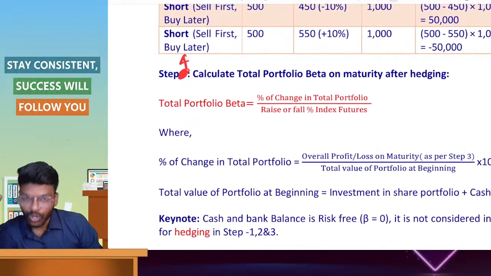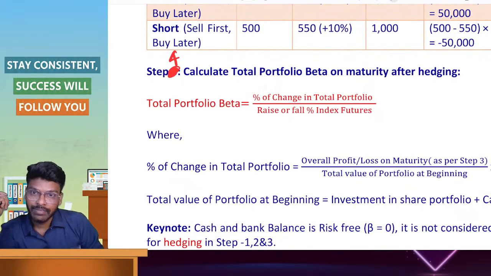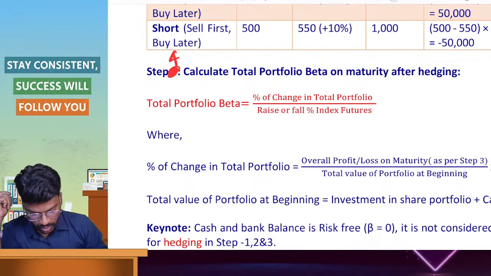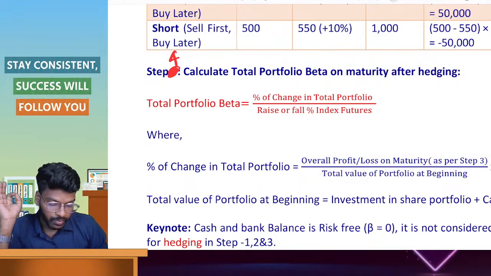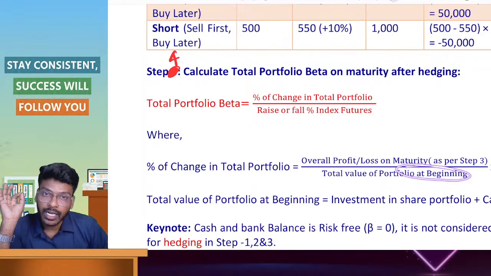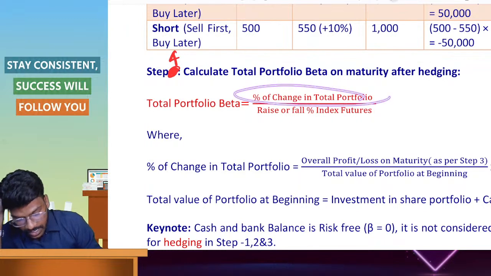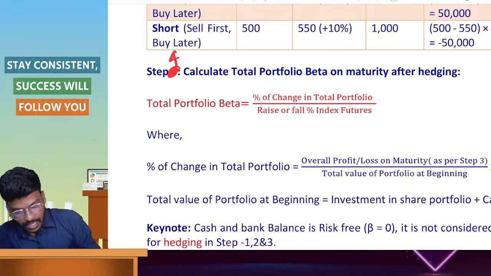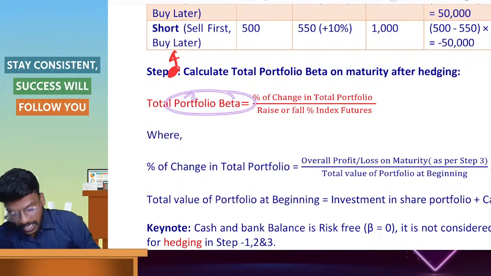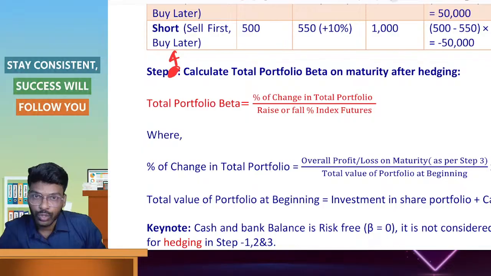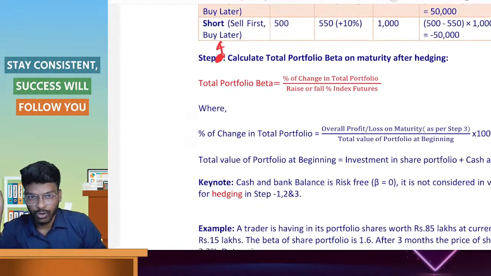Okay va, ரொம்ப simple. Percentage of changes in the total portfolio. Total portfolio la overall profit. Okay va, total portfolio னு சொல்றோம். Total portfolioங்கிறப்ப overall gain or loss divided by total value at the beginningல என்ன total value இருந்துச்சு, அதால டிவைட் பண்ணா நமக்கு percentage கிடைக்கும். அந்த percentage ரைஸ் ஆர் ஃபால் பர்சன்டேஜோட இண்டெக்ஸ் ஃபியூச்சர்ஸால டிவைட் பண்ணா நமக்கு பீட்டா கிடைச்சிரும். அதுதான் ரிவைஸ்டு நியூ பீட்டா ஆஃப் போர்ட்ஃபோலியோ.